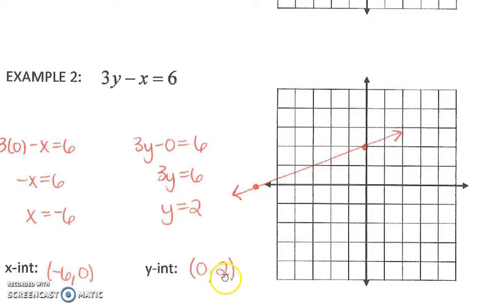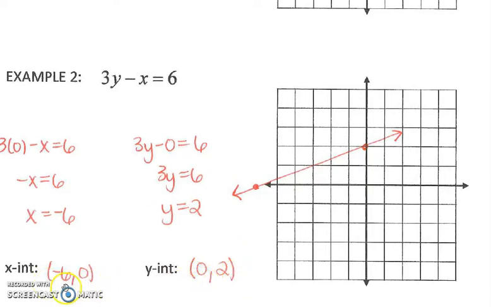Now we're going to copy this y-intercept. We're going to solve for y. So we're going to plug 0 into x. That's how you solve for the y-intercept. So 3y minus 0 equals 6. 3y equals 6, divided by 3, y equals 2. So you solve for the y-intercept by plugging 0 into x.